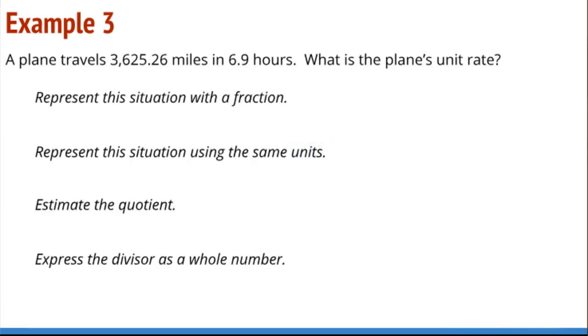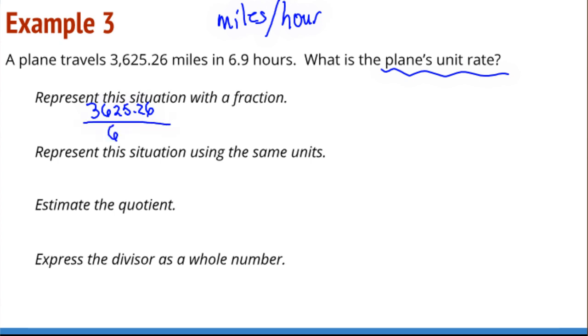Now going back and applying all of this to kind of a real-life situation here, Blast from the Past Module 1, looking at unit rate. We're trying to figure out what is the plane's unit rate. We'd like to know how many miles per 1 hour it is traveling. So if we represent this as a fraction, I've got 3,625 and 26 hundredths to 6 and 9 tenths. And of course we've got miles and hours.